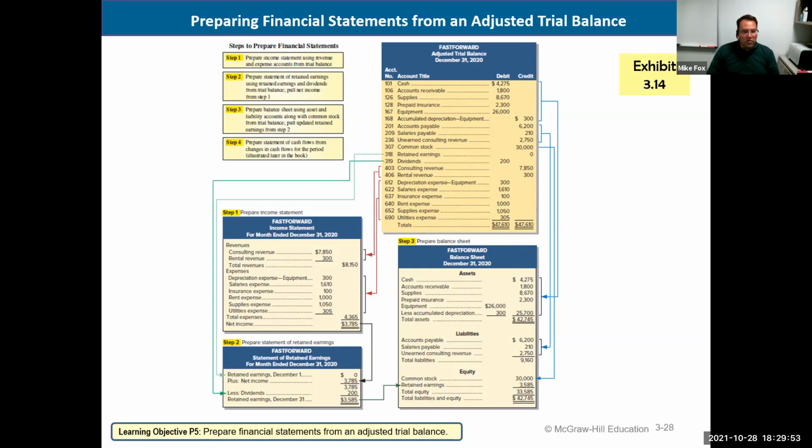Once we have our net income, we can prepare our statement of retained earnings, which is our retained earnings at the beginning of the financial period, plus any net income, minus any dividends, which gives us the retained earnings at the end of the financial period. And so we can see this business was brand new, so there was 0 retained earnings at the beginning. We add the net income, which we calculated up here on the income statement. We subtract the dividends, which we can see up here on the trial balance. And that leaves us with the retained earnings at the end of the financial period.